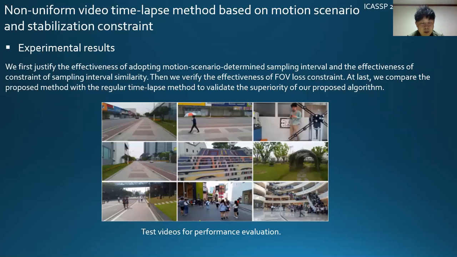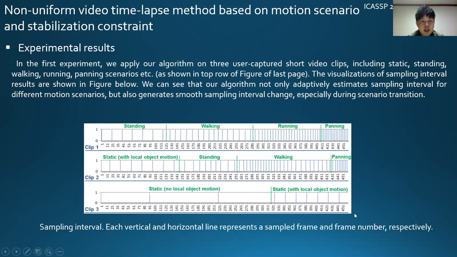Here is our experiment result. We first justify the effectiveness of adopting motion stereo determined sampling interval and the effectiveness of the constraint of sampling interval similarity. Then we verify the effectiveness of the FOV loss constraint. At last, we compare the proposed method with the regular time-lapse method to validate the superiority of our proposed algorithm. We captured 9 test videos for the evaluation. In the first experiment, we apply our algorithm on 3 user-captured short video clips, including walking, running, standing, and panning scenarios.